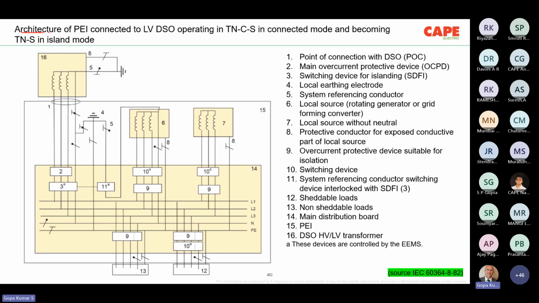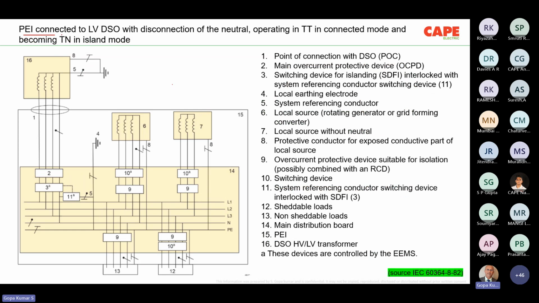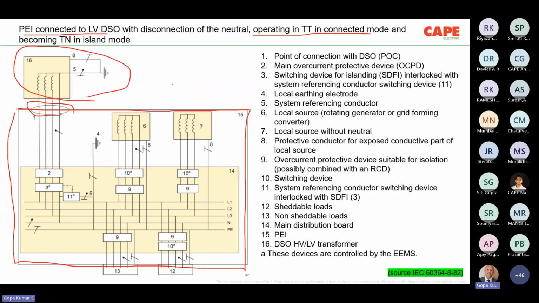Now, this is an architecture of a PEI. Okay, let me skip this. I go to the next slide. Sorry. Yeah, this is operating in TT. That means the DSO, you see here, this is the distribution transformer. This is the origin of installation, and it is a TT system. Whereas this entire part, the prosumer electrical installation during islanding mode, is made as a TNS system by making a switch here. You can see here, there is a switch. And what the switch does, it connects the neutral to the earth.